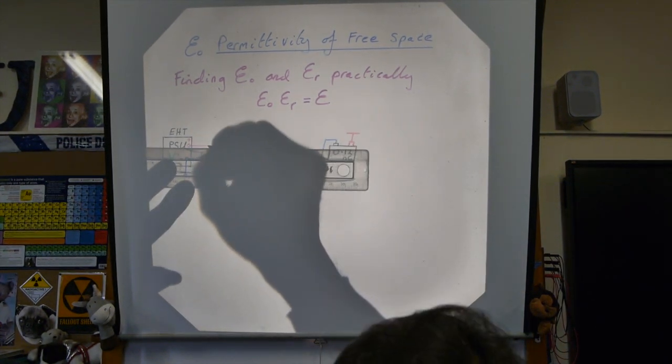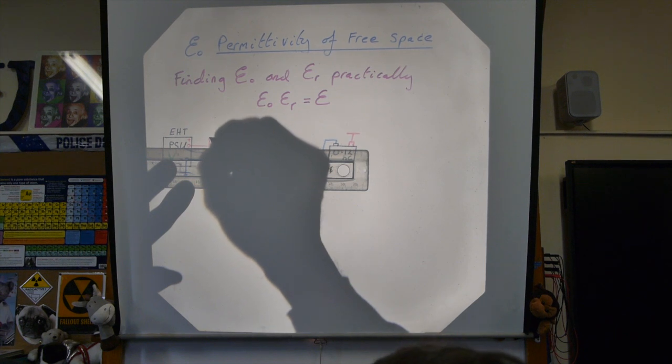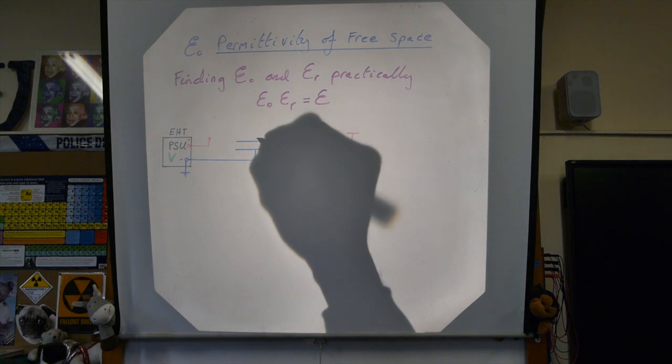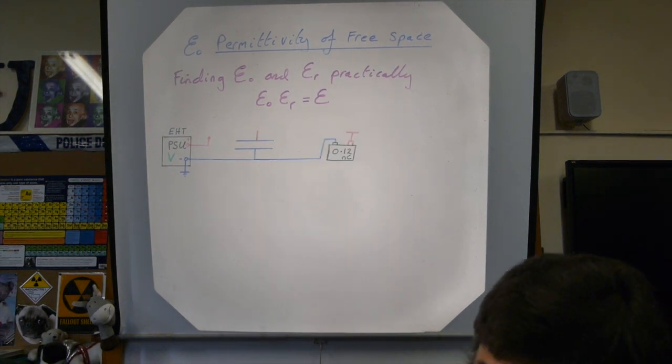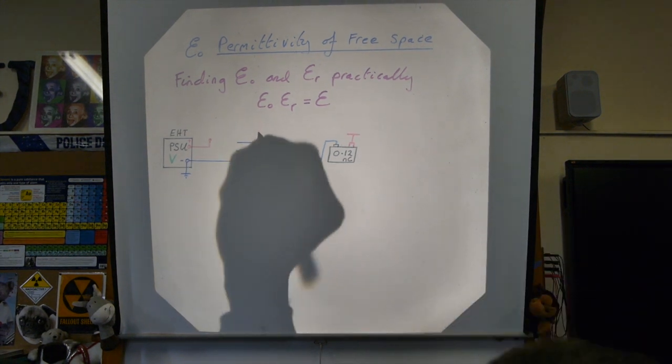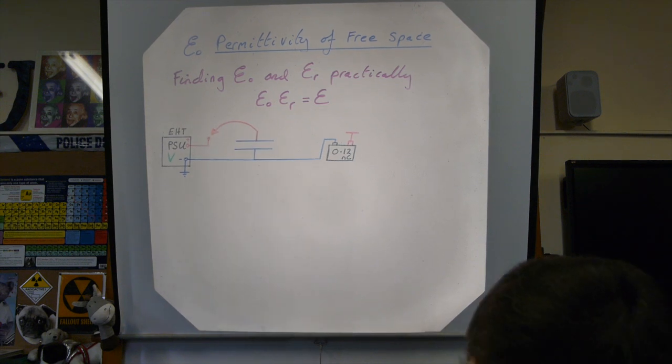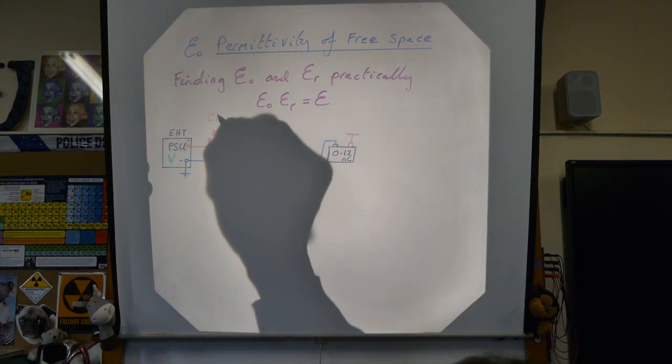Out it comes, and we'll have it coming to this point here. Okay, and then what we're going to do is connect this plate of the capacitor. So I'll draw it in red, the top plate, to a flying lead. In other words, a lead that we can connect into here if we wish to, and that will charge the capacitor.